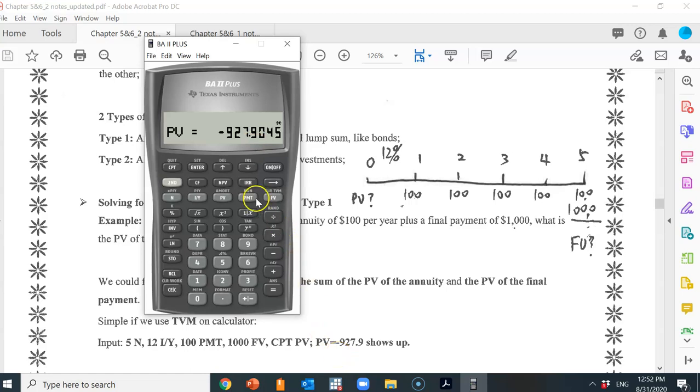So this time we have positive payments and positive FV. We have annuity income and lump sum income. We're trying to see how much we need to deposit today as PV.